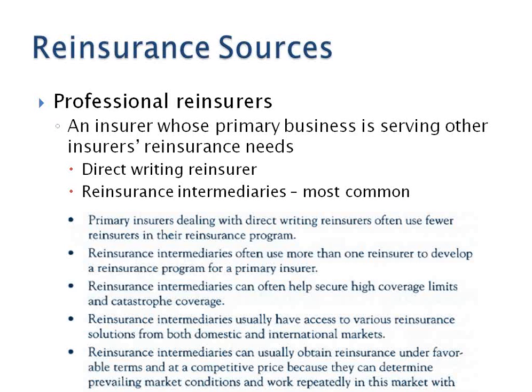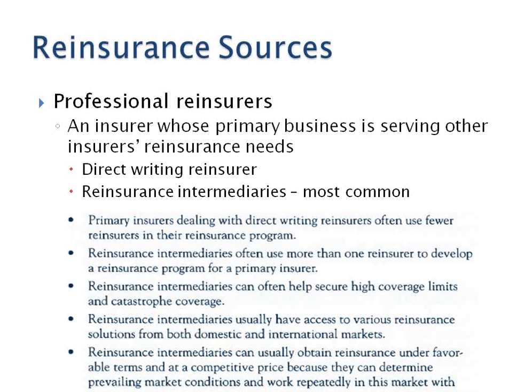The reinsurance intermediaries often use more than one reinsurer to develop a reinsurance program for a primary insurer. When they work with one, they're also working with the others, and because they work together, they basically develop the layers. They work to develop a whole portfolio, a whole program for the reinsurance, because typically you're not just going to one reinsurer for your program, you're going to have multiple depending on the layers, as we'll see in a little bit. Reinsurance intermediaries can often help secure higher coverage limits in catastrophe coverage. Again, that goes with the relationships. They can help sell the program.